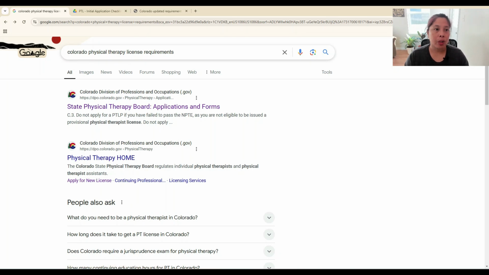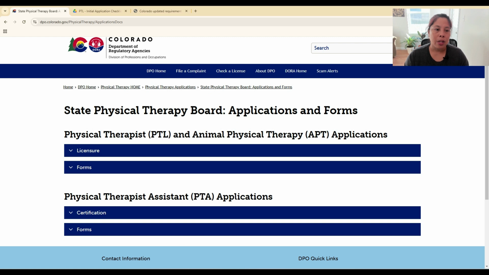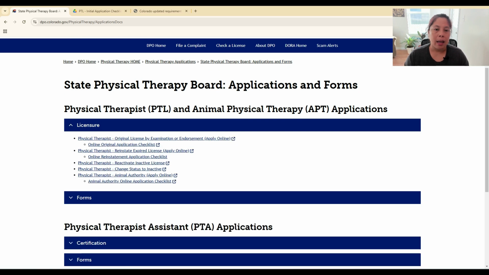So what I did, I just put on Google Colorado Physical Therapy license requirements. So you can see here, this is the Colorado Division of Professions and Occupations. If you click here, it will take you to this page, State Physical Therapy Board Applications and Forms. So you can click here, Physical Therapist. For licensure for physical therapy, this is the original license by examination or endorsement, apply online. This is where you're going to make your personal account. So just follow through what they need, your name, your birthday, your email address, and whatnot. You're going to make your own account there.